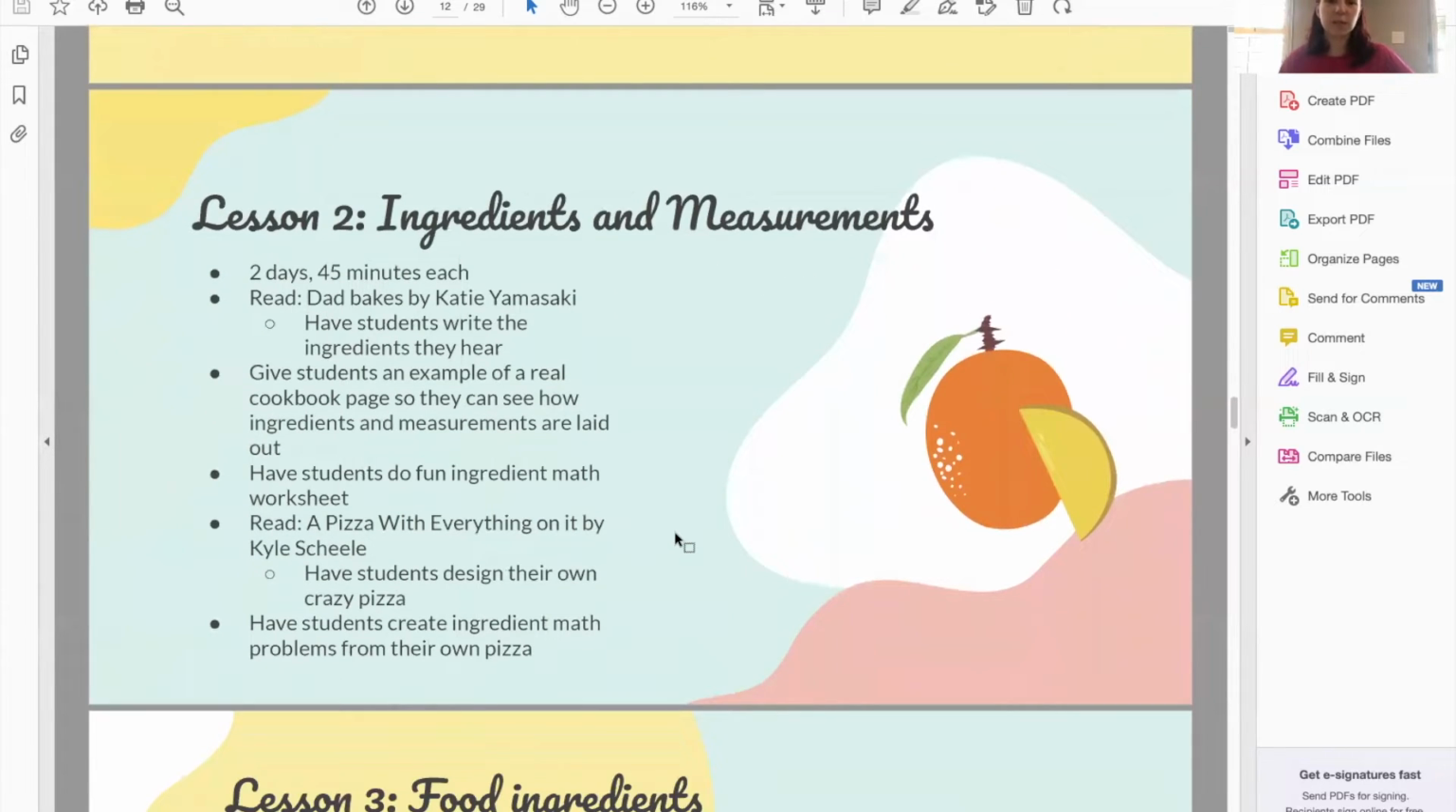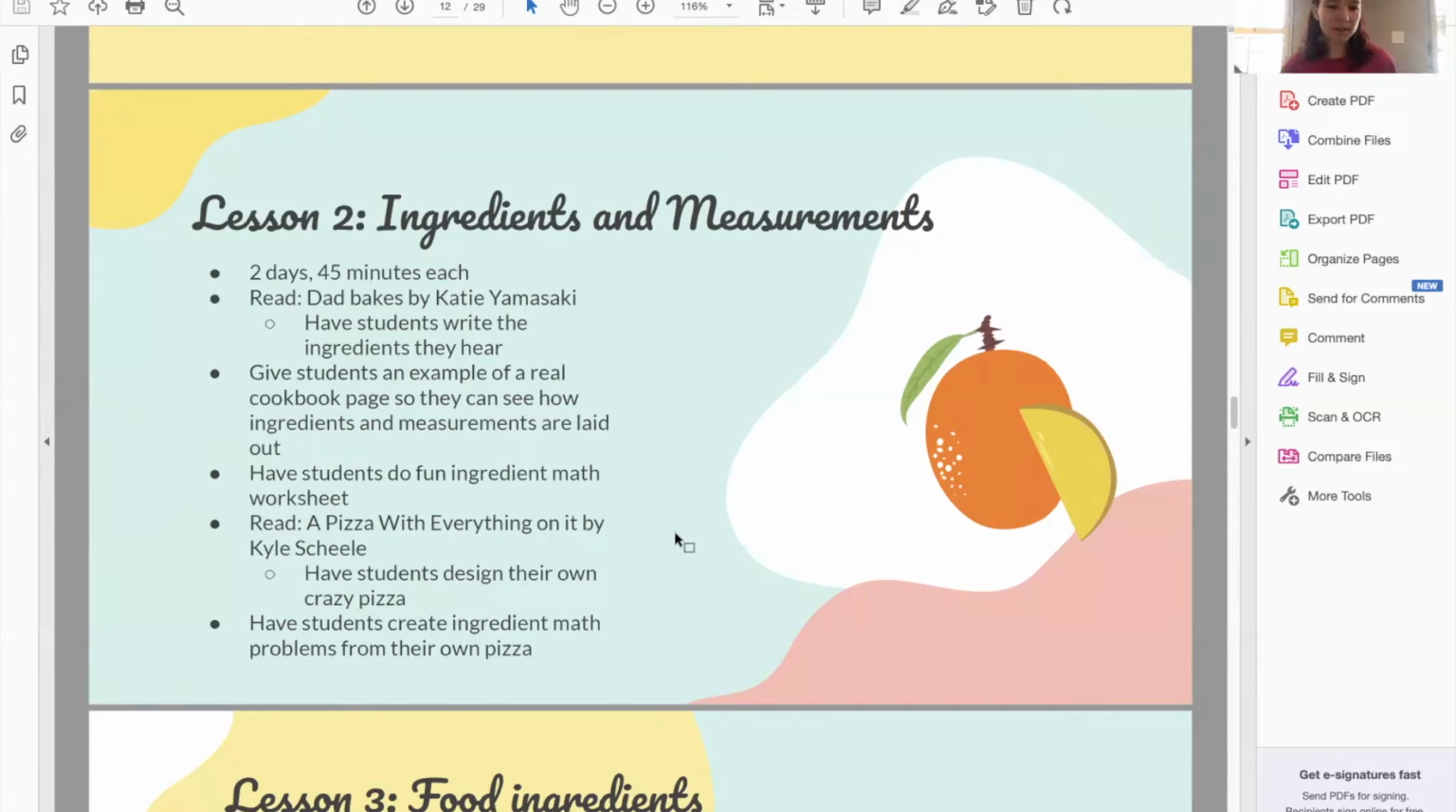Then our second lesson would be ingredients and measurements, and I said that this would take 2 days and probably 45 minutes each. I have some books that they would read, and they would write down the ingredients. For example, we have Dad Bakes by Katie Yamasaki, and when reading the book, they'd write down the ingredients the dad bakes with. This is the ingredients, this is what we use to bake with. Then I have 2 cookbooks listed later that I was going to bring in to show them a real example of what real cookbook pages look like, and have them work out some ingredient math with that.